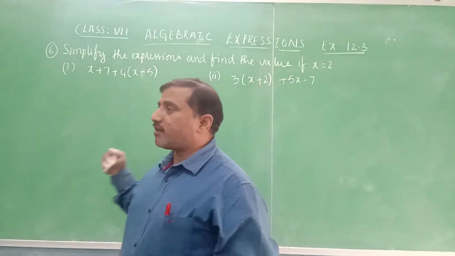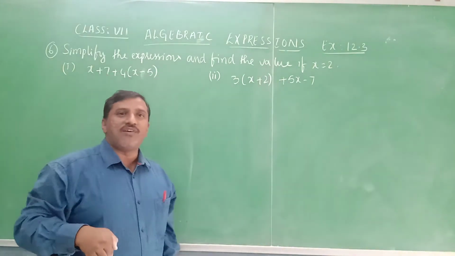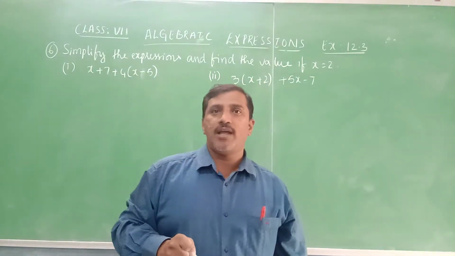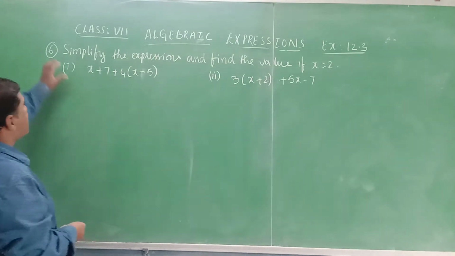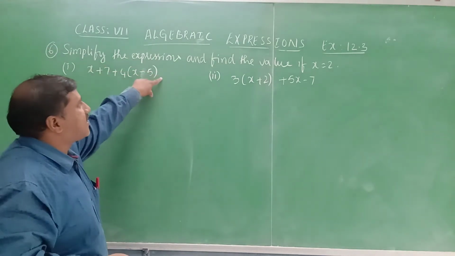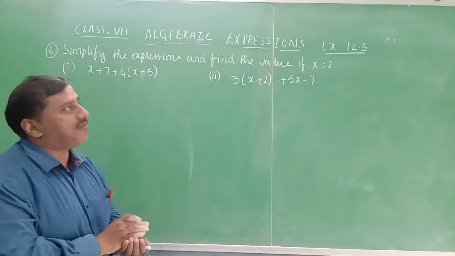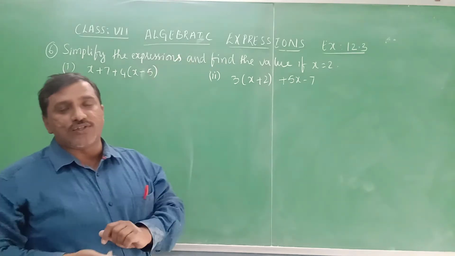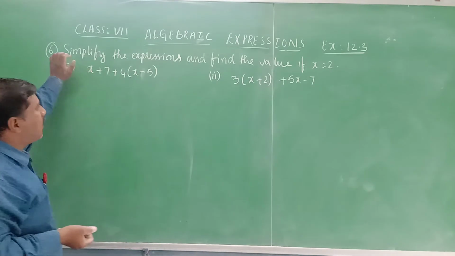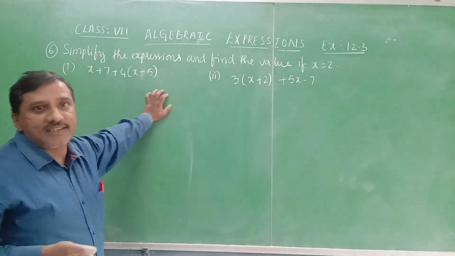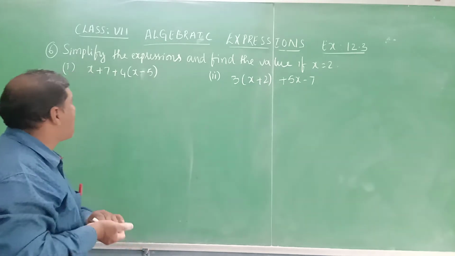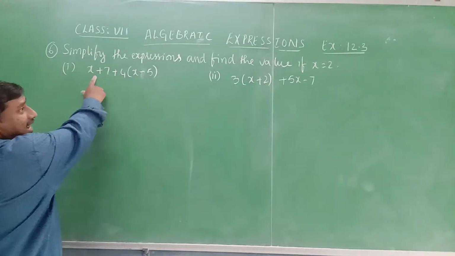In the previous questions we found that the algebraic expressions were already in the simplified form, but here, if you see the sixth bit, simplify the expressions and find the values of these expressions when x is equal to 2.